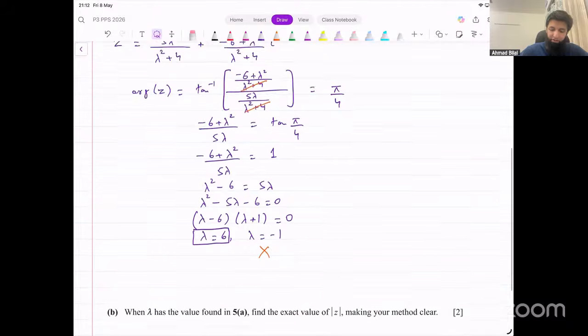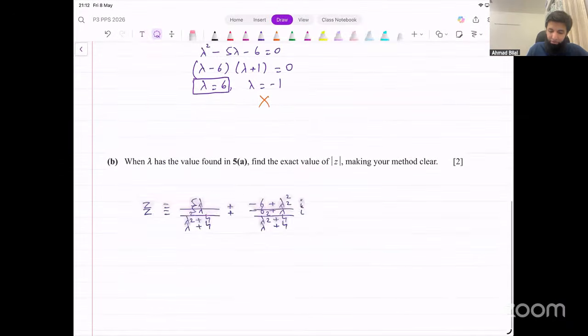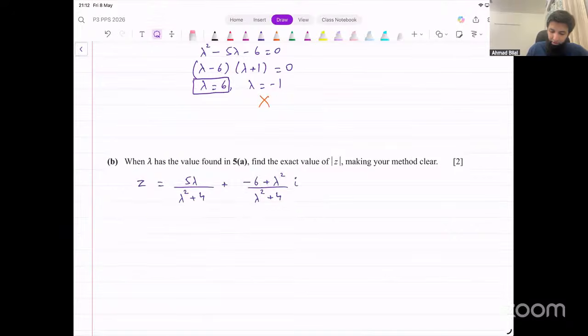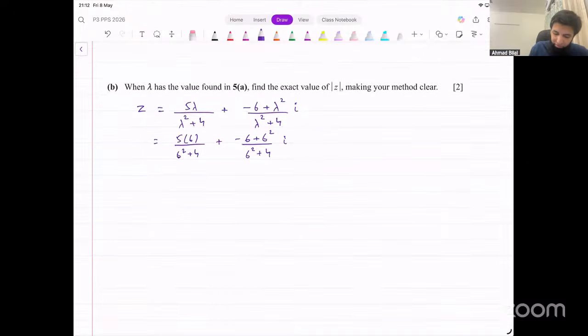After simplification, we could just use that, input lambda equal to 6 in this, and then find the modulus from this. Input lambda equal to 6. What do you get? 5 into 6 divided by 6 squared plus 4, plus minus 6 plus 6 squared divided by 6 squared plus 4 iota. What does this simplify to?